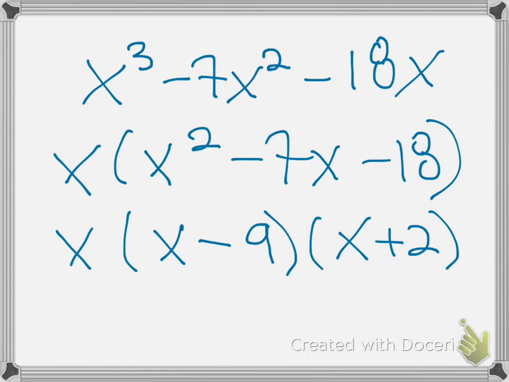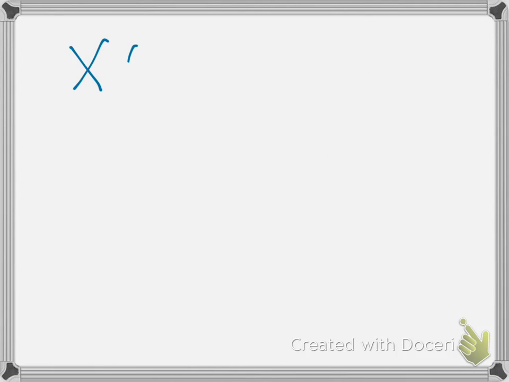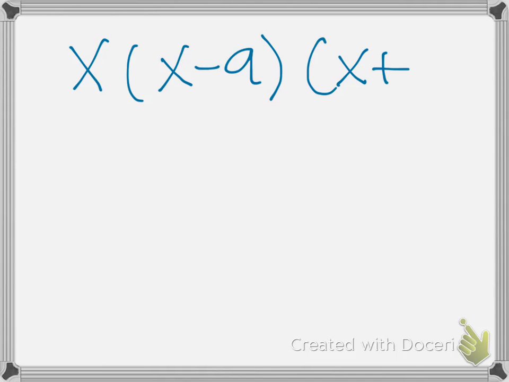Let's go ahead on the next slide and check to make sure that our factored form of the polynomial is correct. So we have x times x minus 9 times x plus 2. There are a few ways that we could go about doing this. We could FOIL the two binomials first, or we could distribute the x to one of the binomials first and then FOIL. I'm going to prefer that second method because I think it'll be a little bit quicker. But either way is fine. All we're trying to do is multiply these three factors back together.